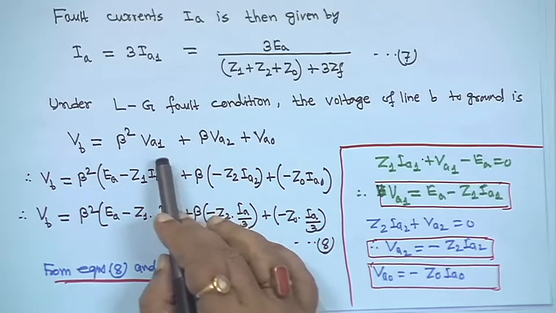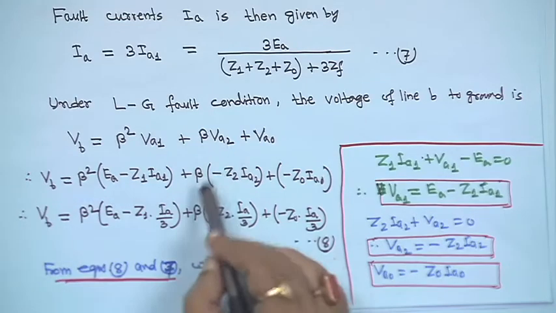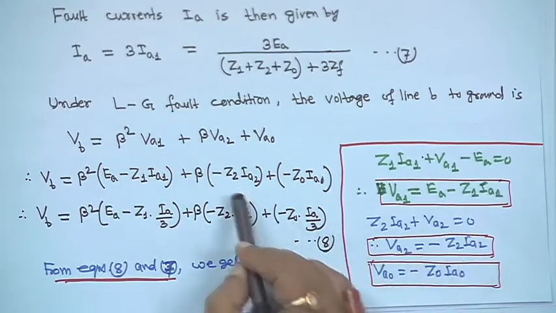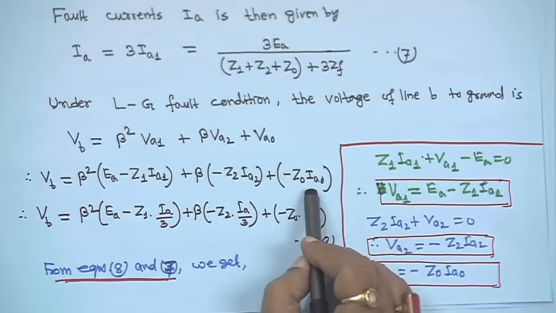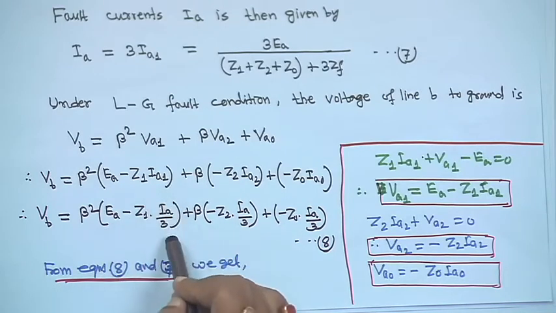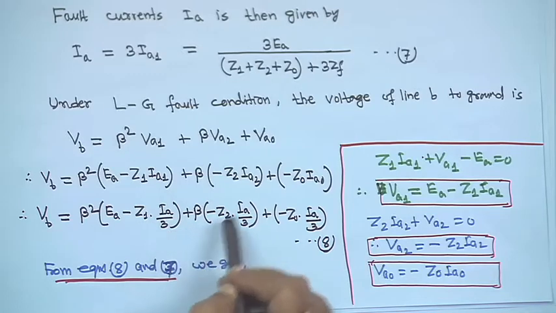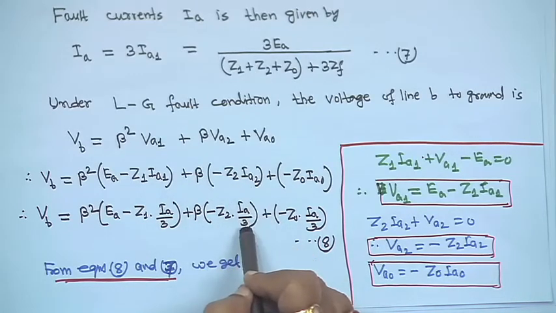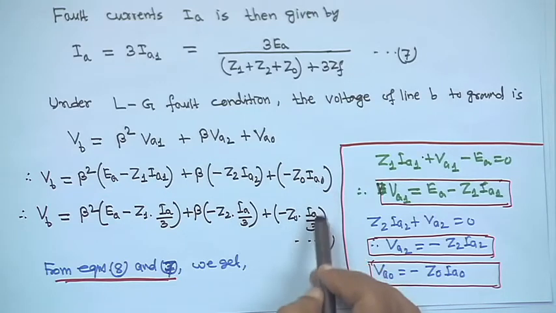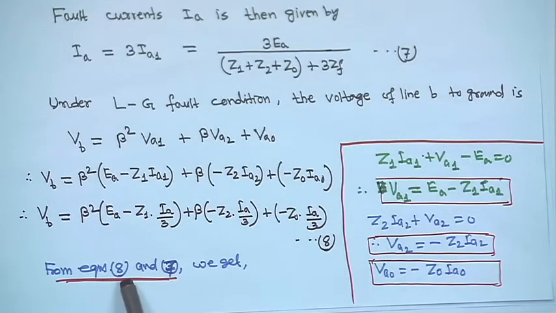So, here in the expression of VA1 we are substituting EA minus Z1 I1 into beta square, then plus beta into that VA2 is equal to minus Z2 IA2, plus this minus Z0 IA0, or VB is equal to, we can write that IA1 is equal to IA2 is equal to IA0 is equal to IA by 3, we know that. So, it will be EA minus Z1 into IA by 3 plus beta into minus Z2, instead of IA2 we write IA by 3, plus minus Z0 and IA0 is equal to IA by 3. This is equation 8.